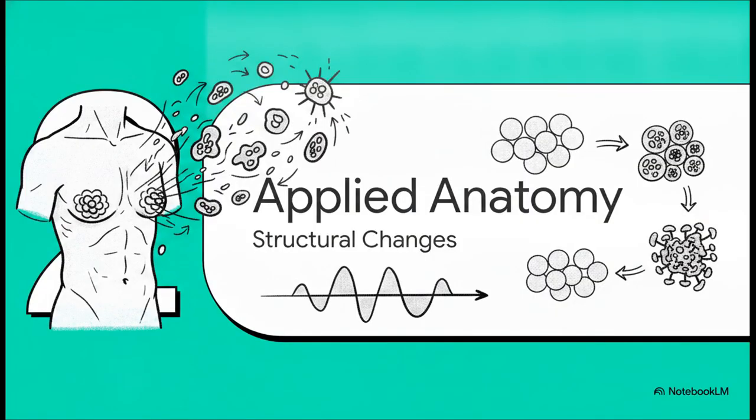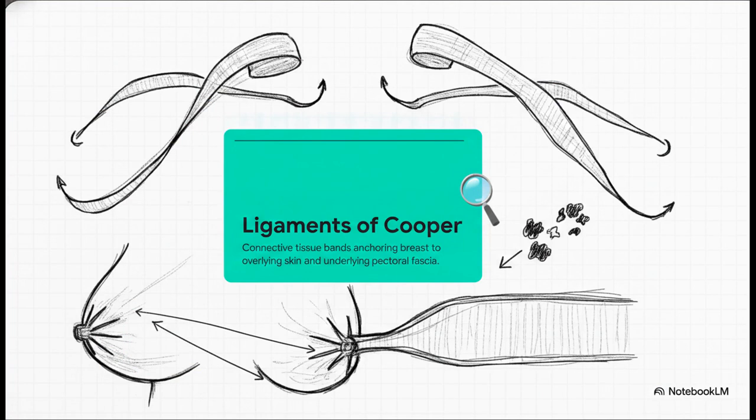Moving right along to Section 2, Applied Anatomy in Disease. First up, we have the ligaments of Cooper. Picture these as bands of fibrous connective tissue that act like a built-in suspension system. They anchor the breast to the overlying skin and to the deep pectoral fascia underneath. Normally, they just provide shape and support.